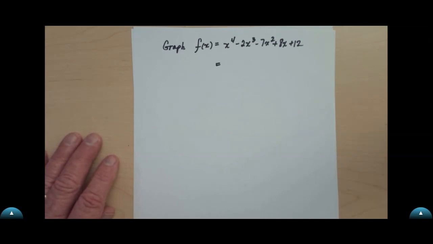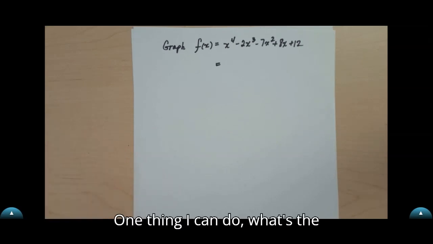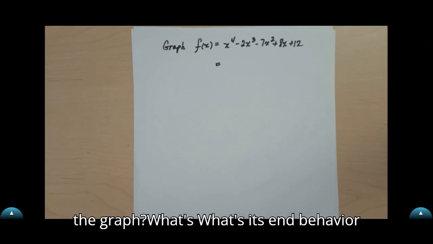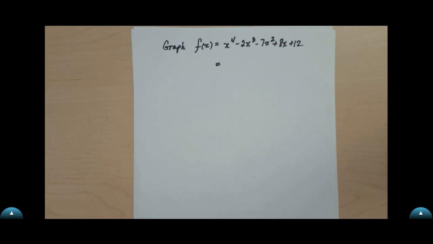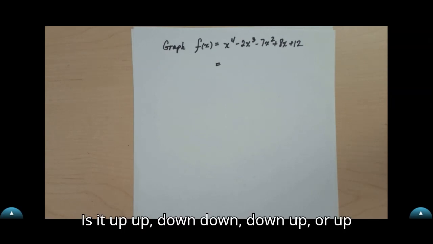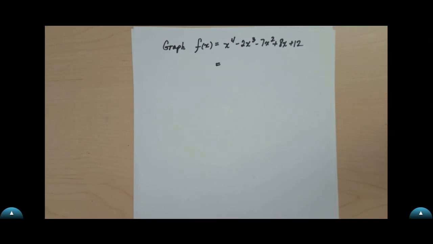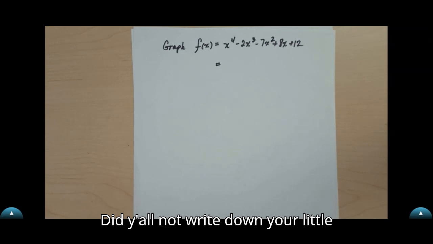Well, one thing I can do, what's the graph going to be doing on the ends of the graph? What's its end behavior going to be? Is it up, up, down, down, down, up, or up, down? Did y'all not write down your little chart?